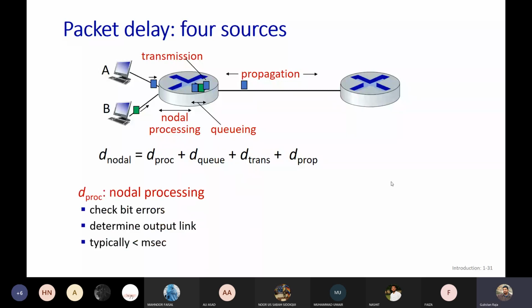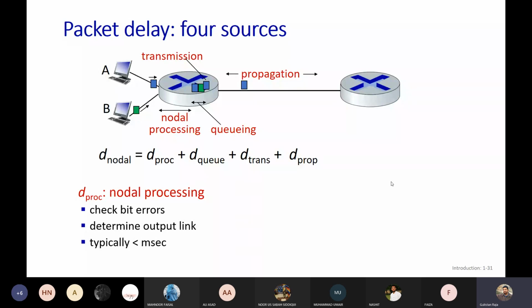First of all, processing delay. There is time taken for processing. When a packet arrives at a router, it takes time to process it, because a lot of things are being done. For instance, the first thing done is checking whether your packet is without bit errors or not. There are error detection methods. We'll study them later in the next lectures, but it checks the packet for bit errors.